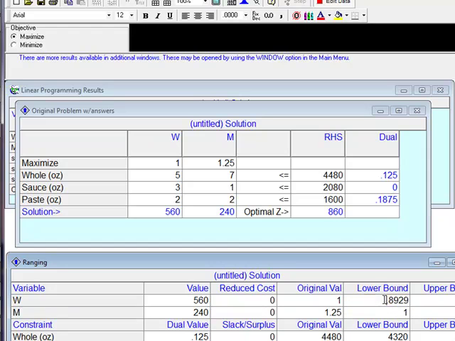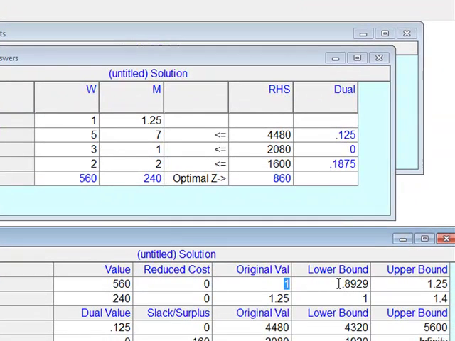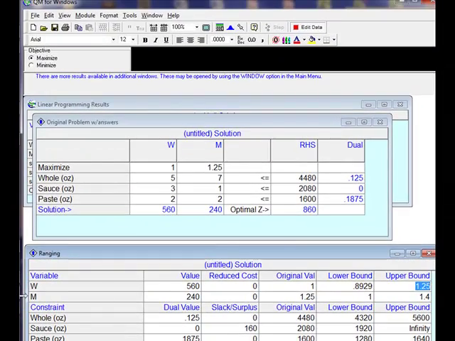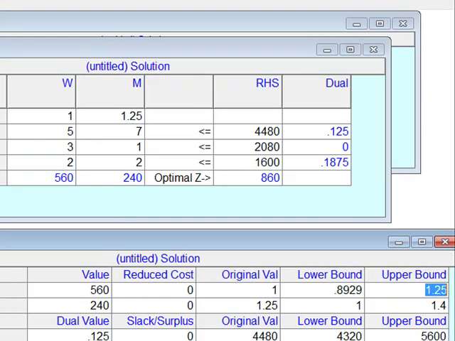Let's understand the lower bound. The lower bound for decision variable W says that this $1, the original value right here, $1 profit per jar, can be as low as 89 cents, well, 0.893, which rounded so that we do not go below it, would really be 90 cents. So this $1 can be as low as 90 cents, or as high as $1.25. So the profit per jar of the Western salsa can range anywhere from 90 cents to $1.25.